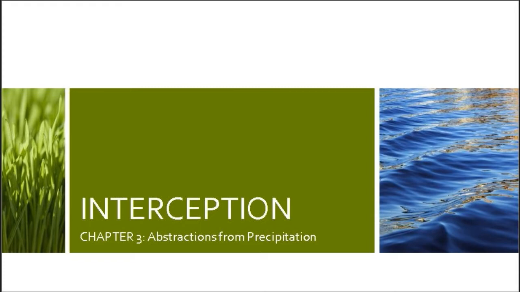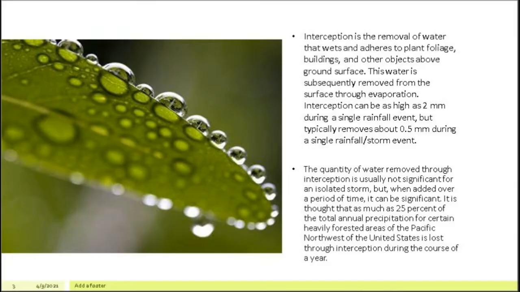First is interception. Interception is the removal of water that wets and adheres to plant foliage, buildings, and other objects above ground surface. This water is subsequently removed from the surface through evaporation. Interception can be as high as 2 mm during a single rainfall event, but typically removes about 0.5 mm during a single rainfall or storm event.